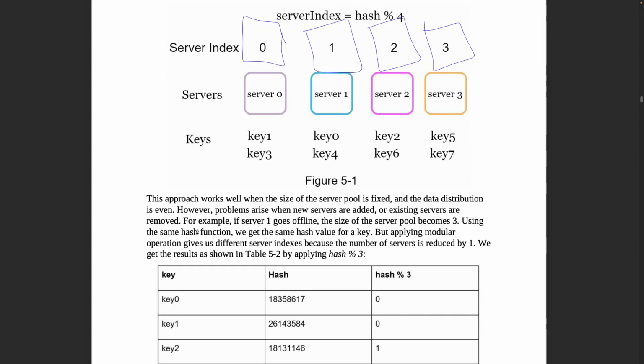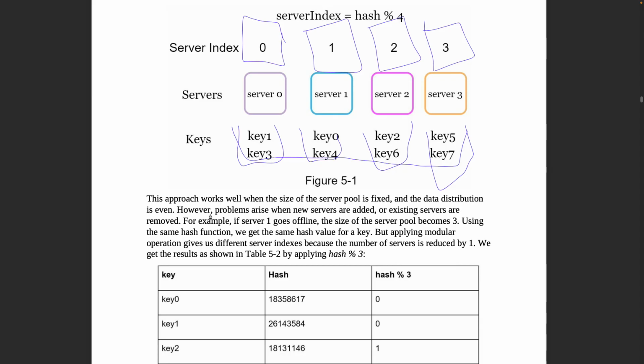This approach works well when the size of the server pool is fixed. Like we have 4 servers, and the data distribution is even. As we saw here, when we divided the hashed value by 4 and took the remainder, evenly they got the same number of keys associated to them. So the data distribution is even.